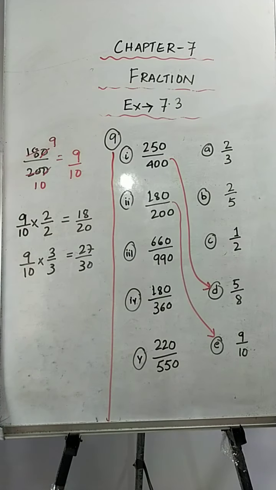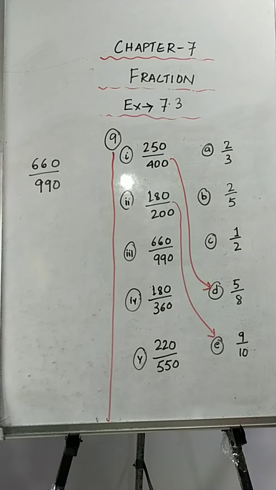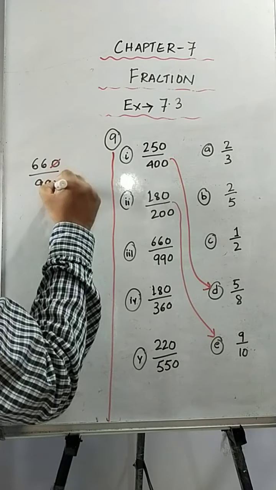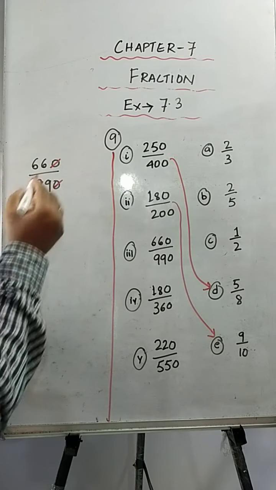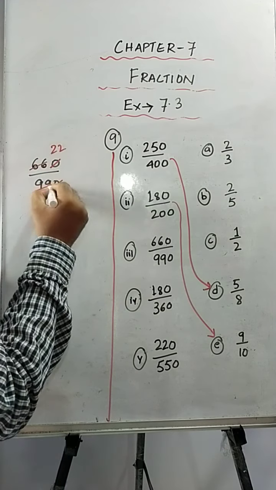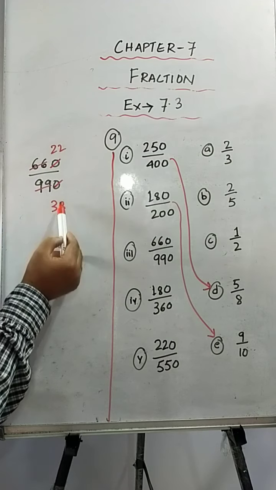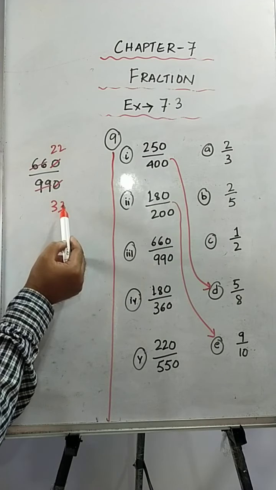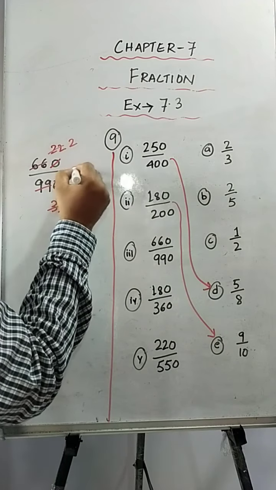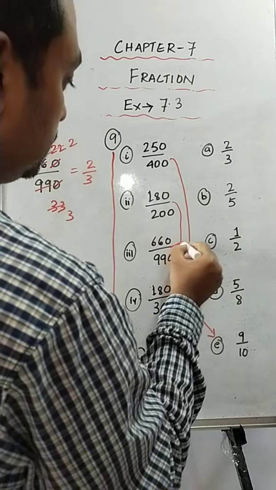Okay, now let's see 660 by 990. So 660 by 990, the first thing we'll reduce is 0. Fine. Now these two numbers can be easily reduced by 3. 3 22s are 66, 3 33s are 99. Fine. So now these two numbers can be reduced by 11. 11 2s are 22, 11 3s are 33. So your required answer is 2 by 3. So where is 2 by 3? Here is 2 by 3.